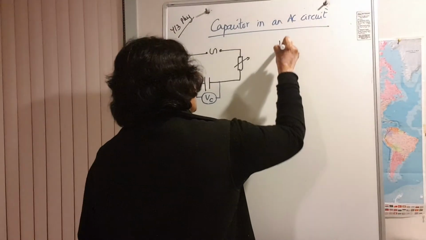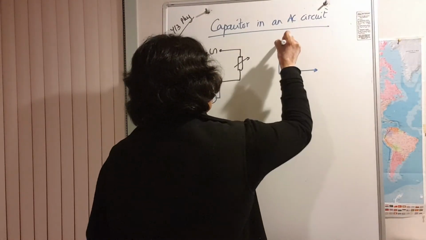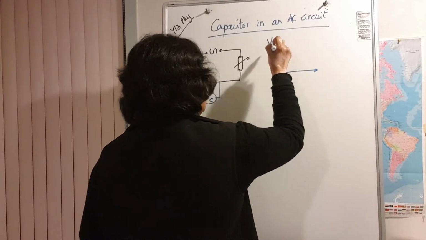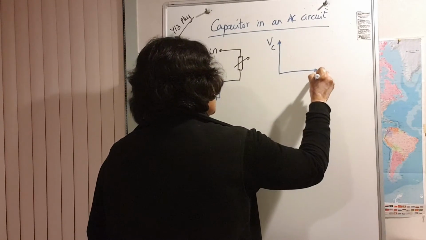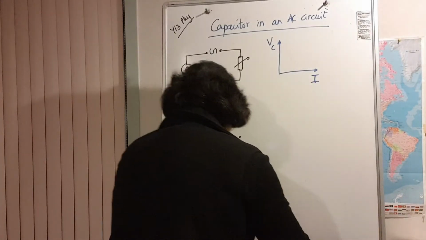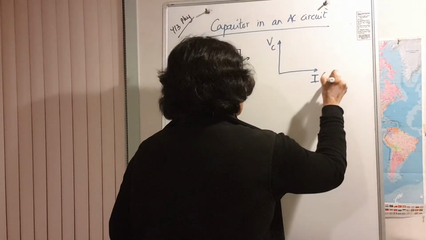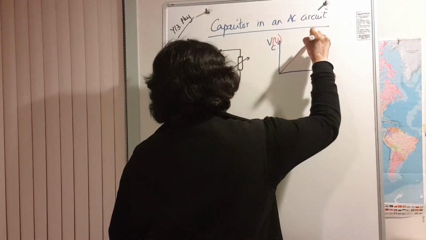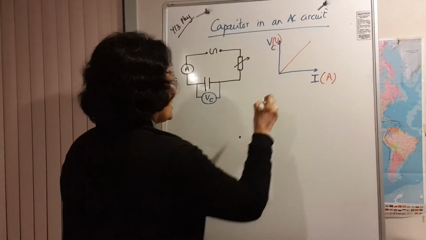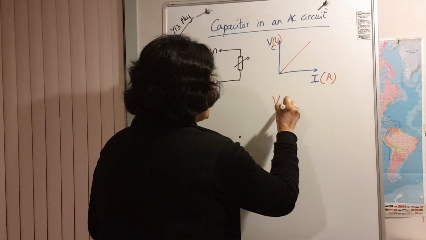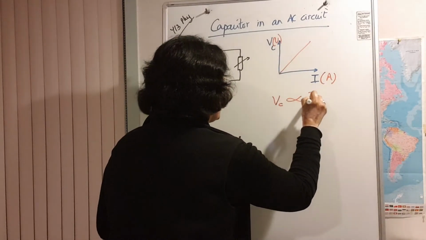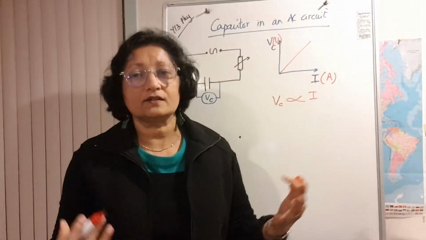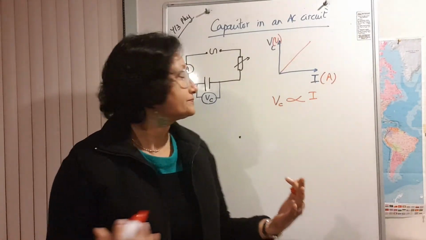So if you draw a graph of voltage across the capacitor against circuit current, so current is measured in amps, voltage is measured in volts, you're going to get a straight line graph through the origin, which tells you that the voltage across the capacitor is directly proportional to the current. Okay, that means as voltage increases, current increases as well.